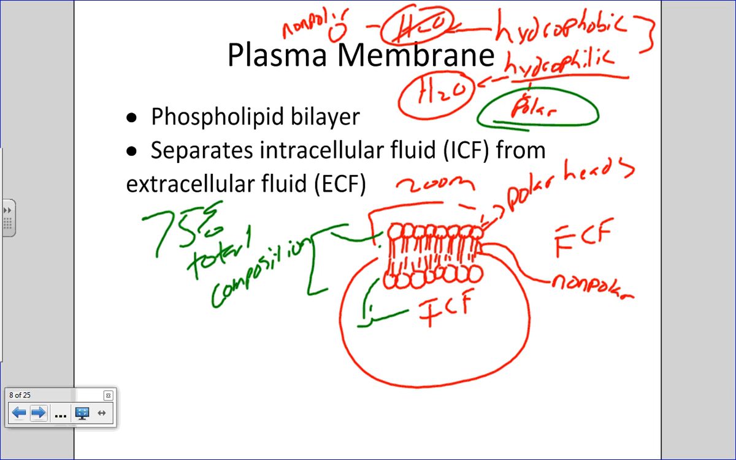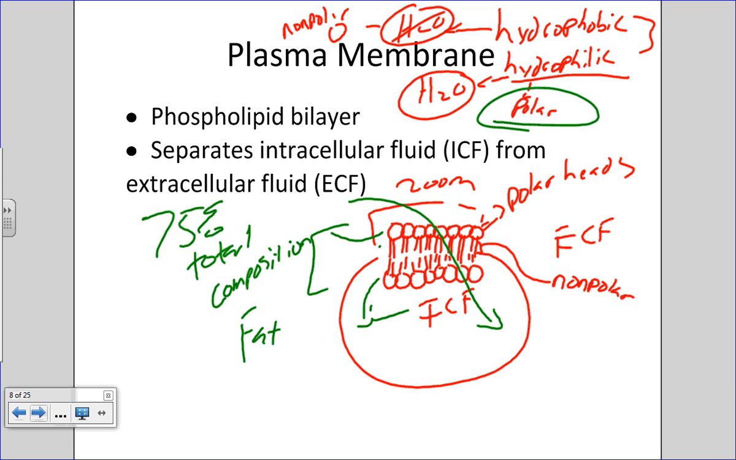But any molecules that are composed of fat, for example, a steroid hormone. Remember last chapter, I talked a little bit about steroid hormones and cholesterol. Steroid hormones are basically chemical messages derived from cholesterol. Steroid hormones can pass freely through the plasma membrane and into the cell. Okay, which is really cool.